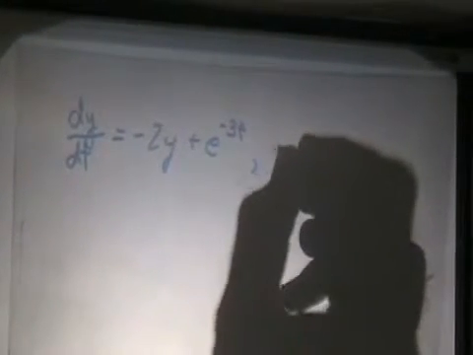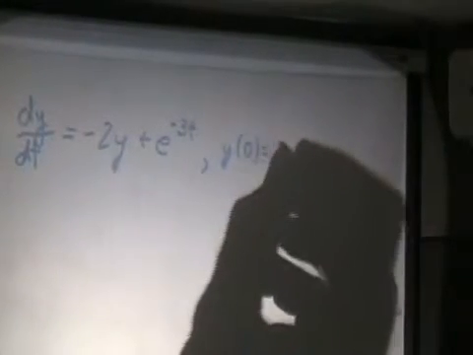I'm going to go ahead and also add an initial condition. Let's say y of 0 equals 2, I'll pick. And so again, our goal would be then to find a unique solution to this initial value problem.